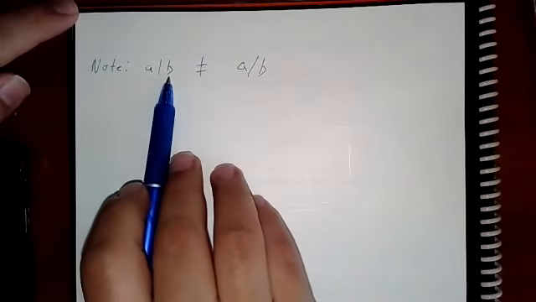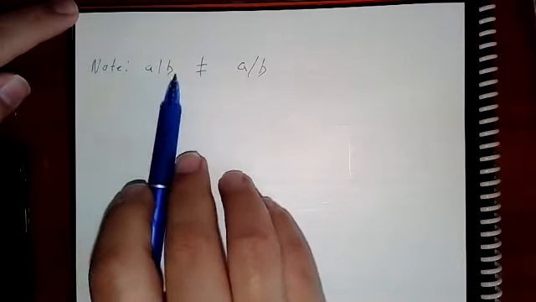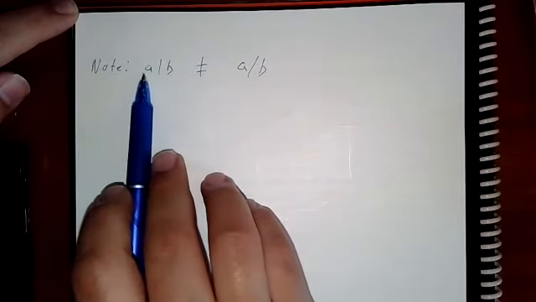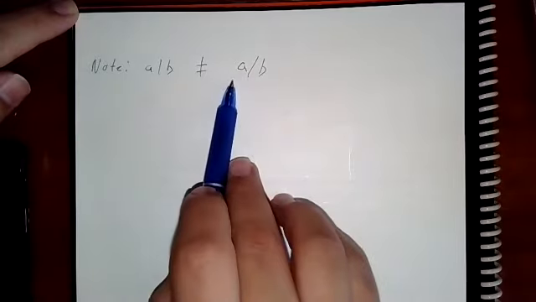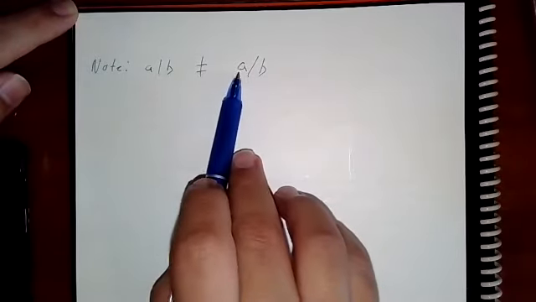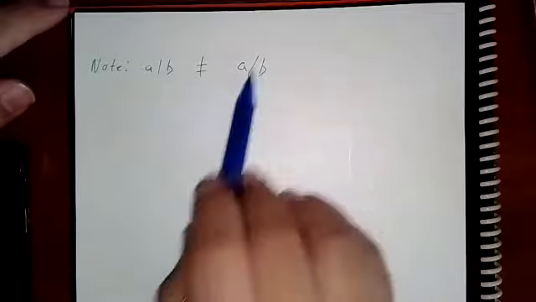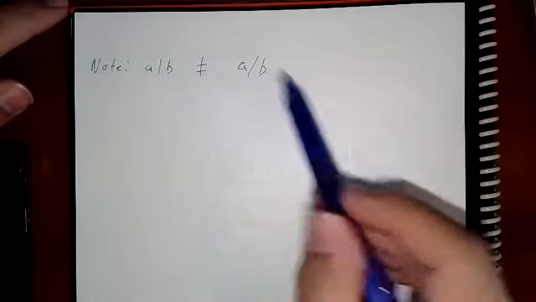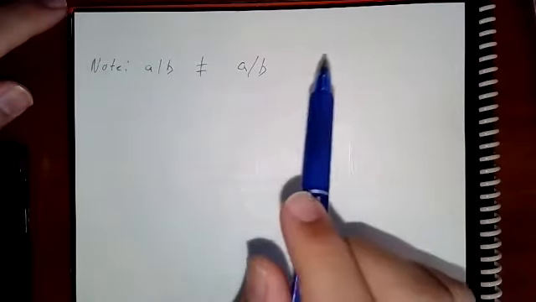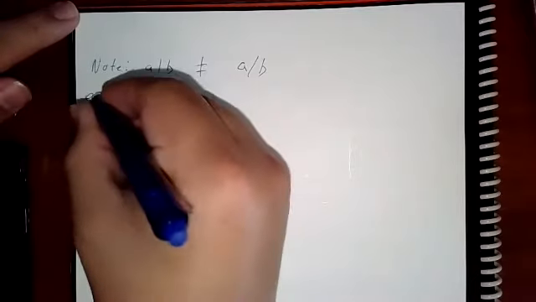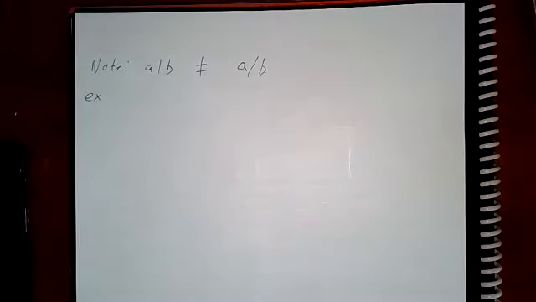A divides B means if this is 4 and this is 2, 2 goes into 4 evenly. That's what that means. This means like 4 over 5 or something, just a fraction, or 4 divided by 5. It doesn't mean it's guaranteed to divide into it. So don't confuse this. Okay. So let's do another example here. Just wanted to make sure I mentioned that.